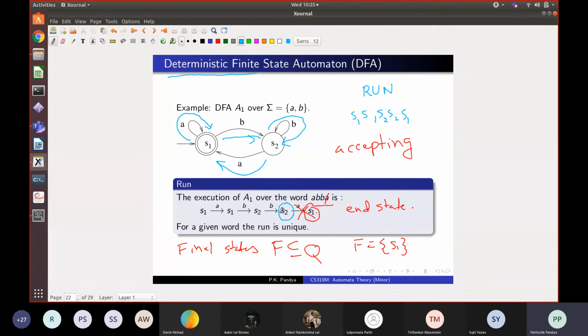So every word has a unique run, and if that unique run results in an end state which is a final state, then you say that the run is accepting, and because the run is accepting, the word is accepted by the automaton. So is the notion of an automaton accepting a word clear to you? This is a very simple but important concept. Every automaton accepts some subset of words over sigma star. For every word in sigma star, there is a run, and that run ends up in an end state. If that is a final state, we say that word was accepted. Otherwise, it was not accepted. So the word ABBA was accepted, but the word ABB was not accepted by this automaton.